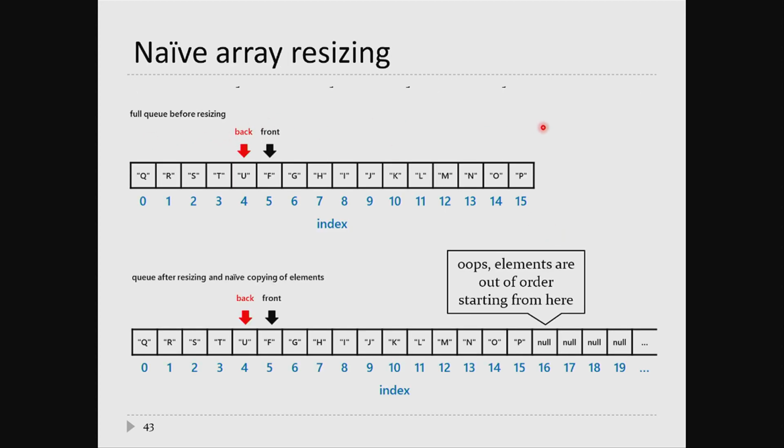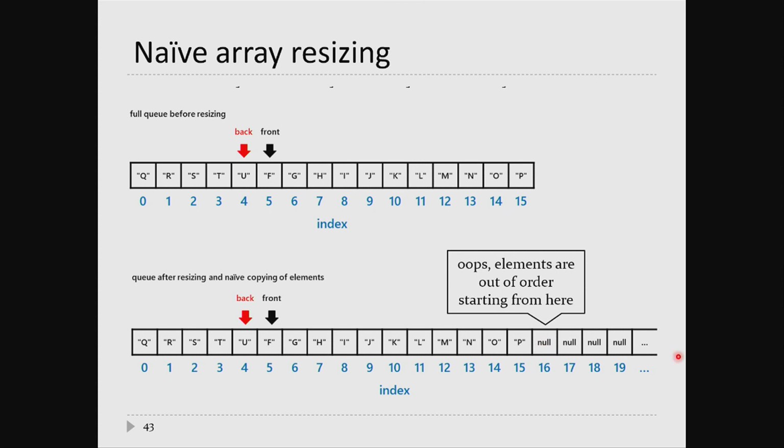So here's an example of a full queue. Front is pointing at F at element 5. Back's pointing at element 4. Now, if I just resize that array and copy the elements as is into the new array, so in other words, I resize this so it now has size, I don't know, 32 or something like that, and I copy each element into the new array, I've got a problem. All of the new elements are null.